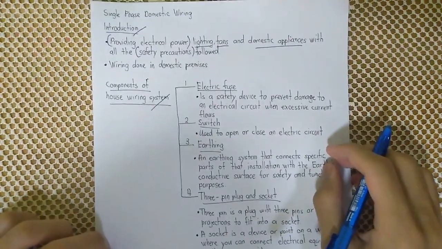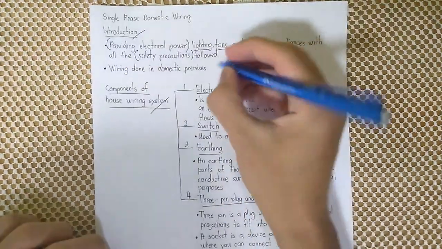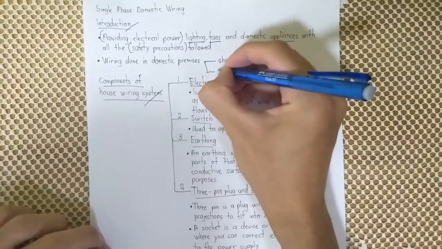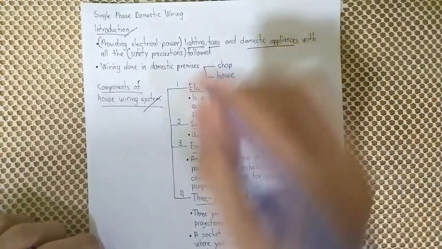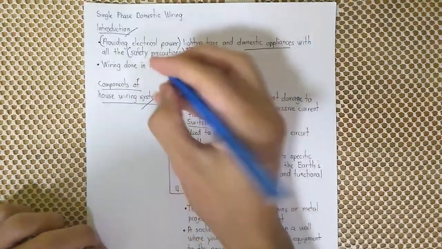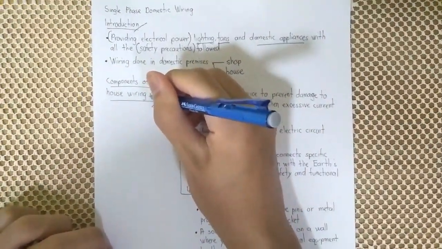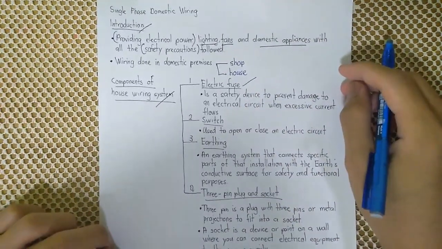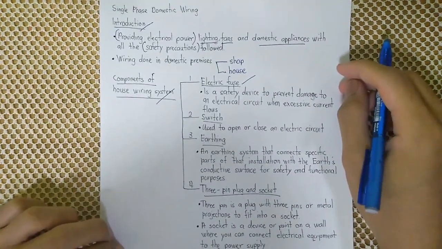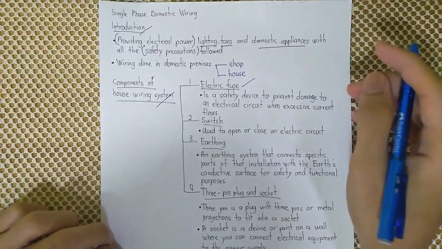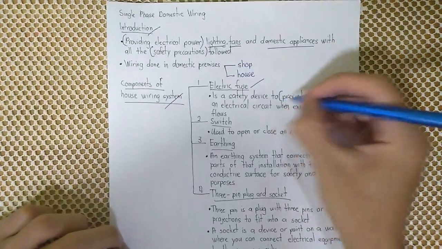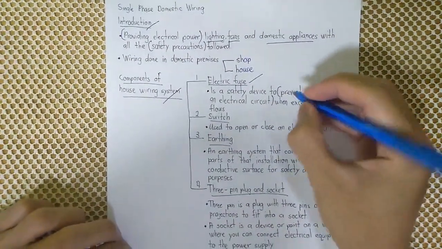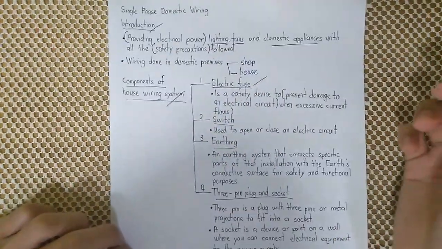Wiring is done in domestic premises such as shops, houses, and others. Next, we move to the components of the house wiring system. First, the electric fuse. An electric fuse is an electrical device, and its function is to prevent damage to an electrical circuit when excessive current flows through the circuit.